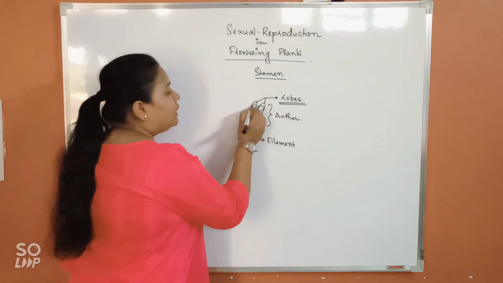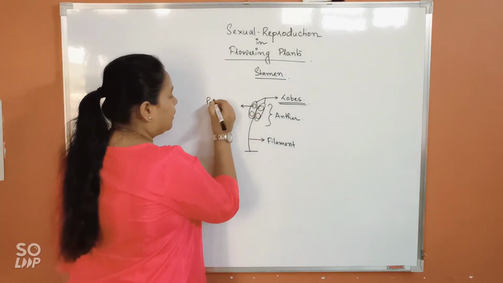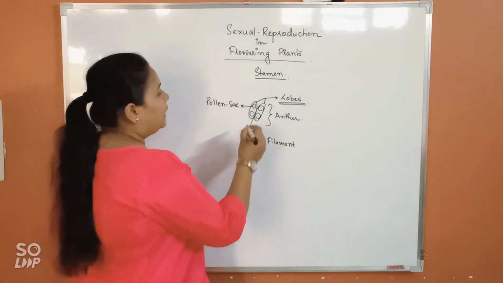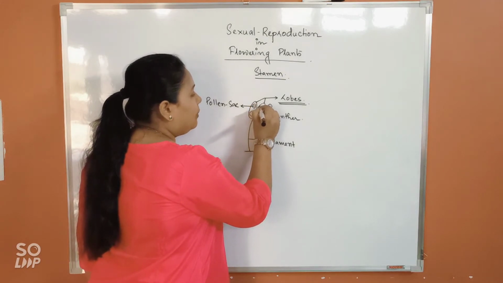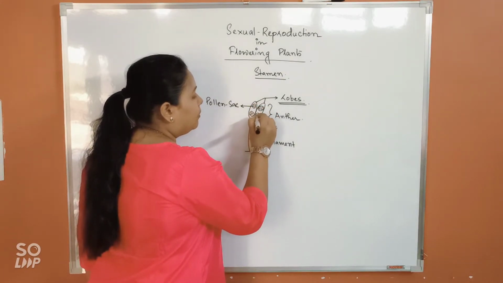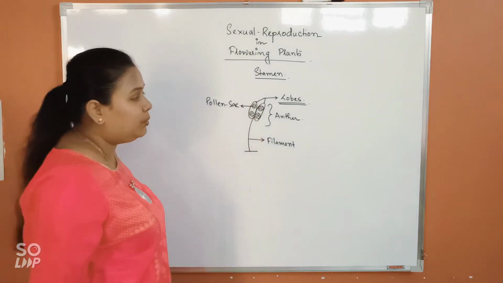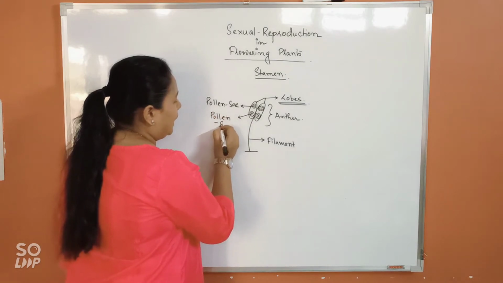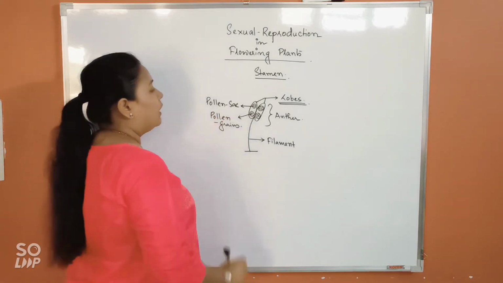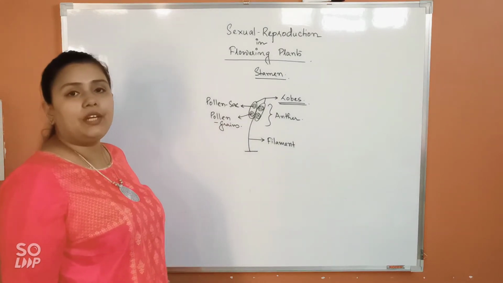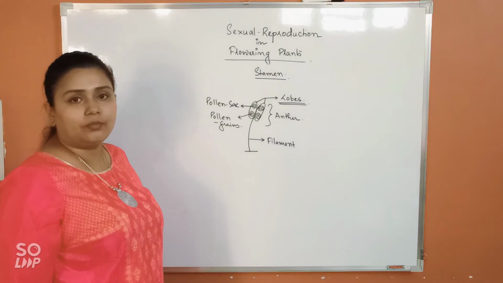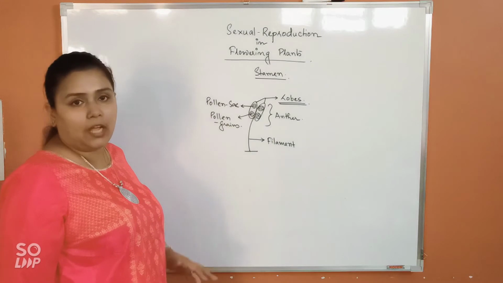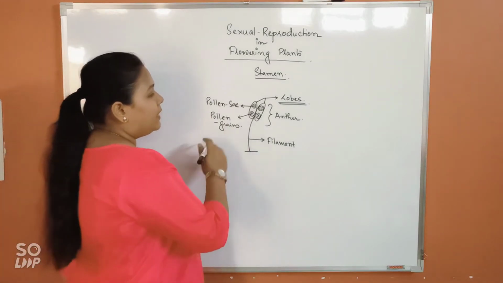So these chambers will be termed as pollen sac. And inside the pollen sac, there will be tiny microscopic particles that would be formed, and these are called pollen grains. Pollen grains will act as the carrier to the male gametes during reproduction. So do remember, stamen will be bilobate in most of the flowering plants.